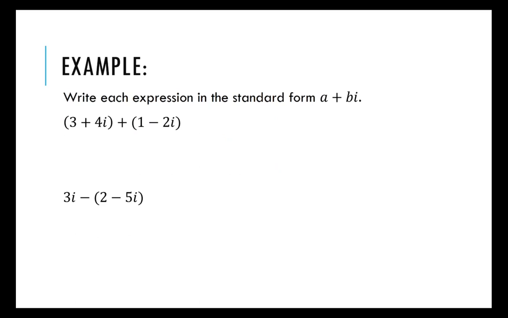So now let's write each expression in standard form a plus bi. If I have (3 plus 4i) plus (1 minus 2i), well, that's just going to be drop the parentheses because of the addition. 3 plus 4i plus 1 minus 2i. Then combine like terms. 3 plus 1 is 4. 4i minus 2i is plus 2i.